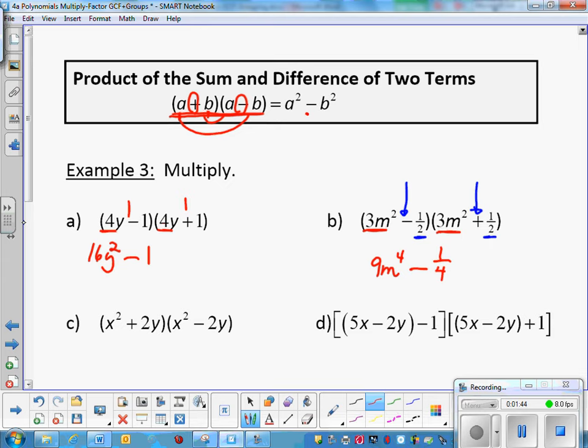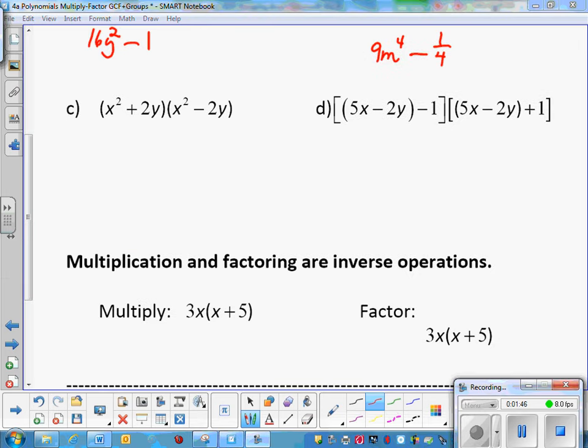C has exactly the same situation. Fronts are the same. The second terms are the same. I have a plus and a minus. So x squared times x squared is x to the 4th. Positive times negative is negative 4y squared.